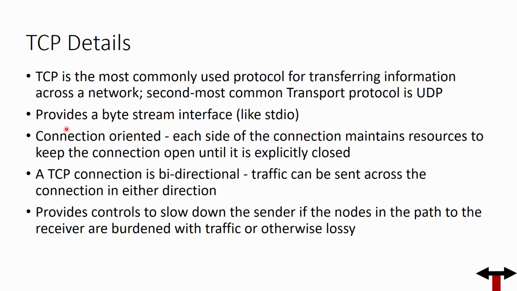TCP connections are bidirectional. You can send data either way through the sockets that are established. And it has some really fancy controls that slow the connection down if there are any nodes in the path that are really burdened with traffic. It can see that there might be loss on the network. Maybe there's a lightning storm in the area and it's causing interference on the line. TCP can detect that there are slowdowns in the traffic and will handle the connections in such a way to slow down the rate of transmission to make sure that the data gets where it needs to go.